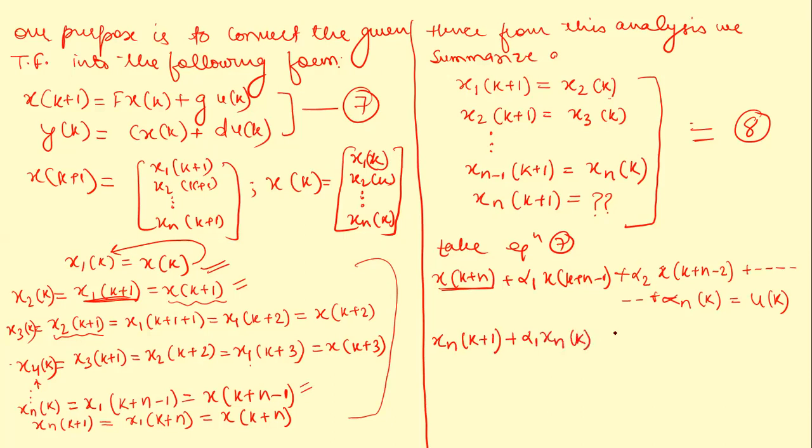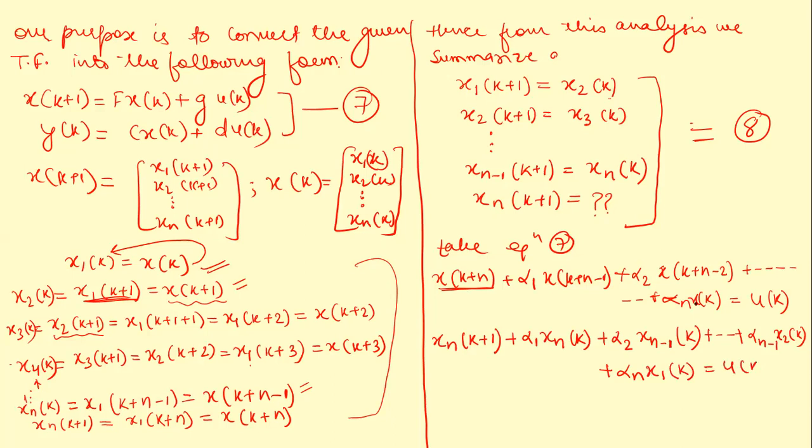Then you have alpha 2. Then we have x(k+n-2). So we can see here 2, 3, 4, and previous to this it must be x(n-1) here, right? So alpha 2 x(n-1)(k). And in this way we'll keep on writing it until alpha n-1 x2(k) plus alpha n, the last one, into x1(k), because x(k) is equal to x1(k), and this is equal to u(k).